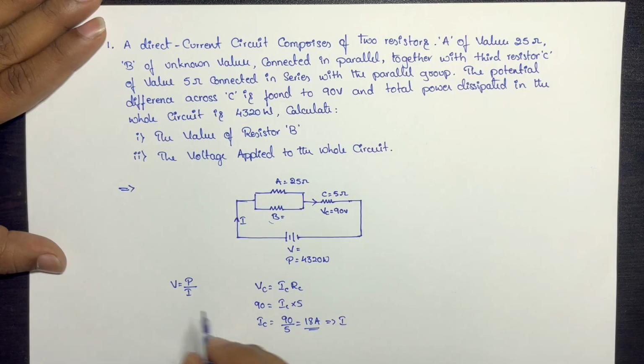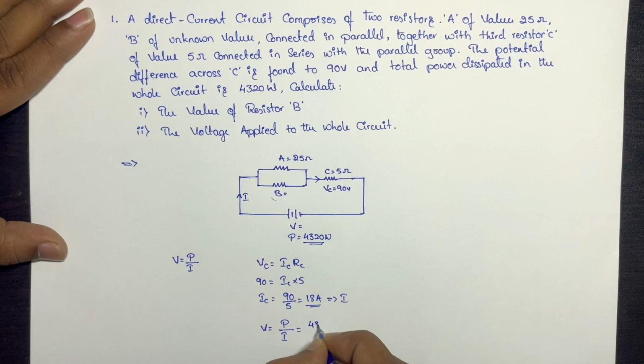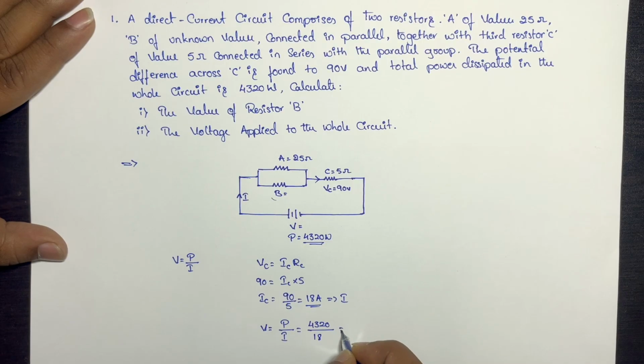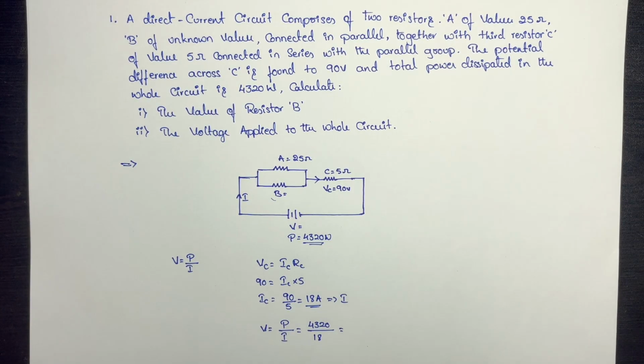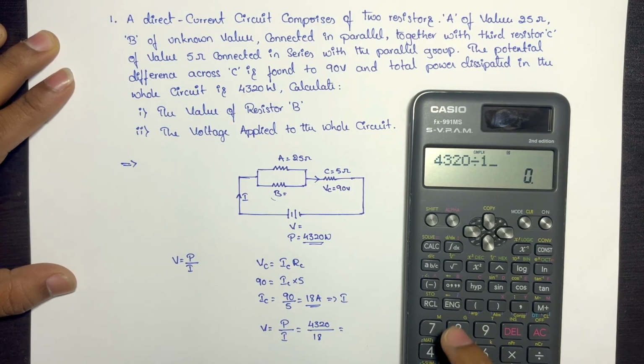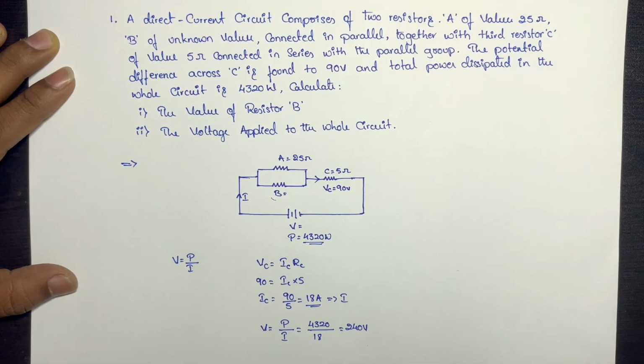Since we got the value of I, we can calculate V. The total voltage V applied is equal to the total power divided by the total current. The value of P is 4320 watts, divided by the value of current I, which is now 18 amps. This we can calculate. 4320 divided by 18 is 240. Now we have the total voltage applied across the circuit as 240 volt.